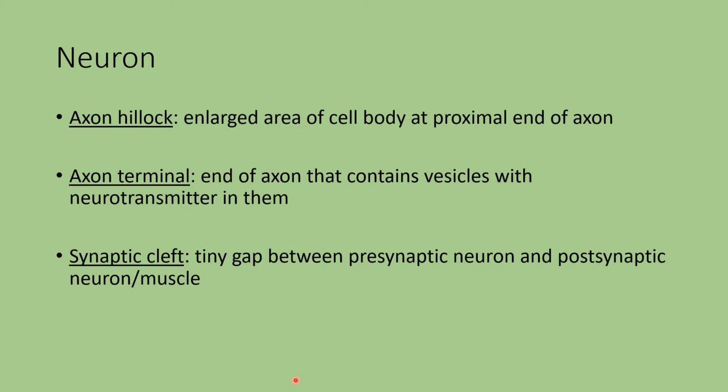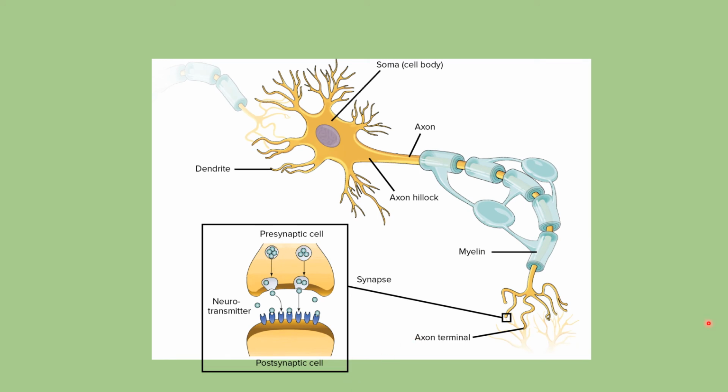And then the synaptic cleft. This is a tiny space between your presynaptic neuron and the postsynaptic neuron or the muscle. So these smaller extensions up here are the dendrites. As I said, these are the receiving extensions, receiving impulse from another neuron. Here is the cell body, which we call the soma.